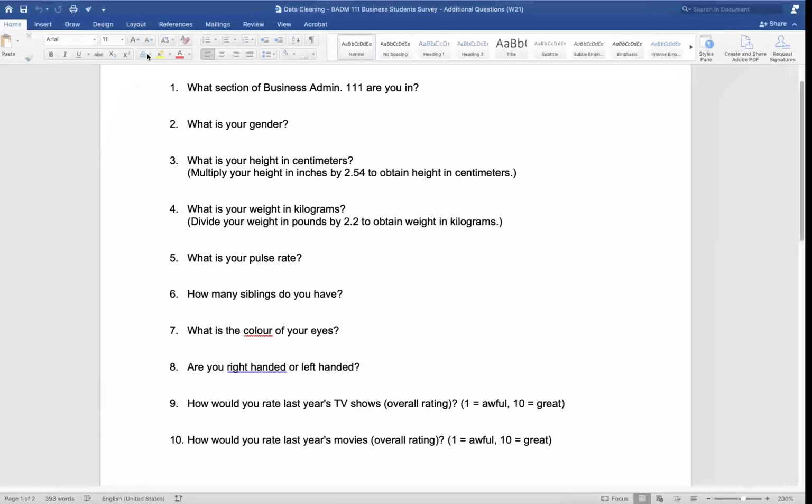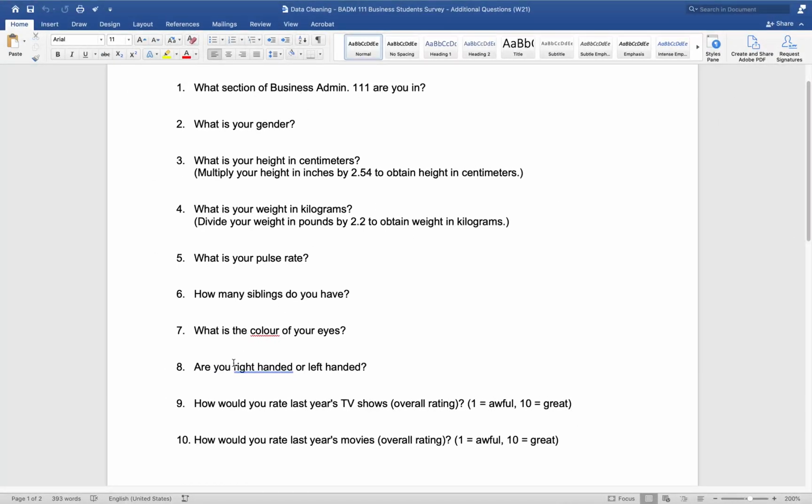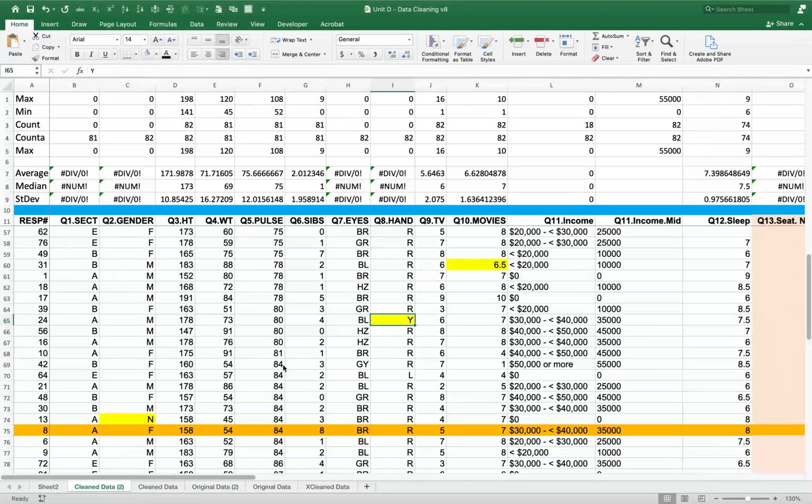Okay, some of the other ones here, I'm just going to scroll up here, and I've got a Y. Now this was for the question, are you right-handed or left-handed? And so somebody actually answered yes, they did. So you want to take a look at response number 24 and see, did they actually type in yes or put down Y? And if that's the answer, I would just get rid of it.